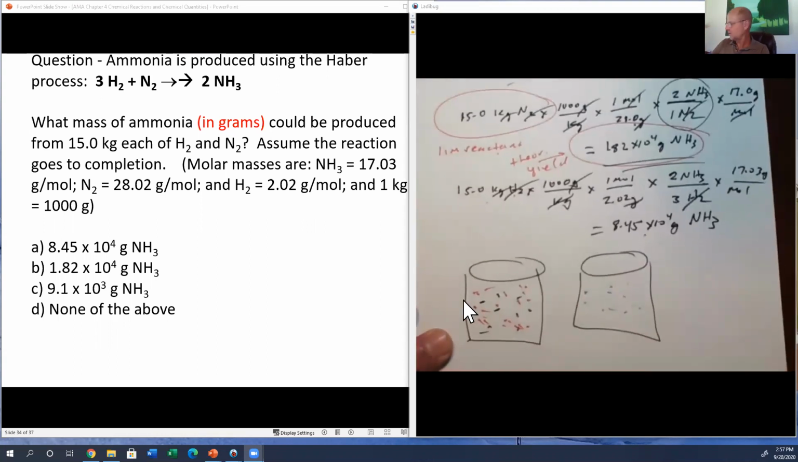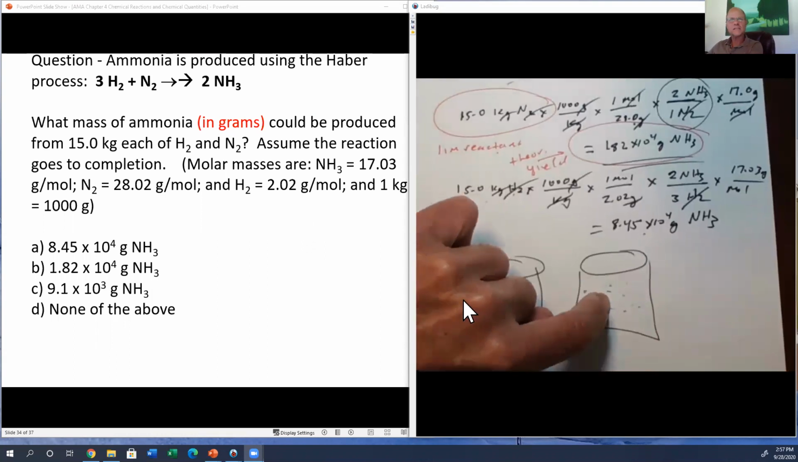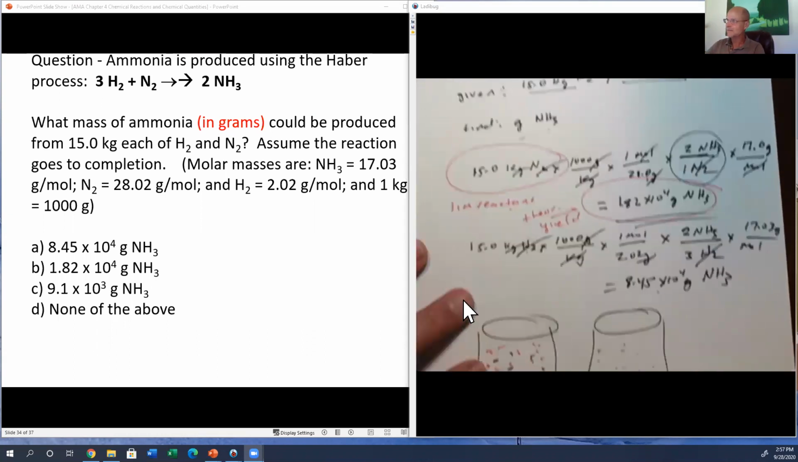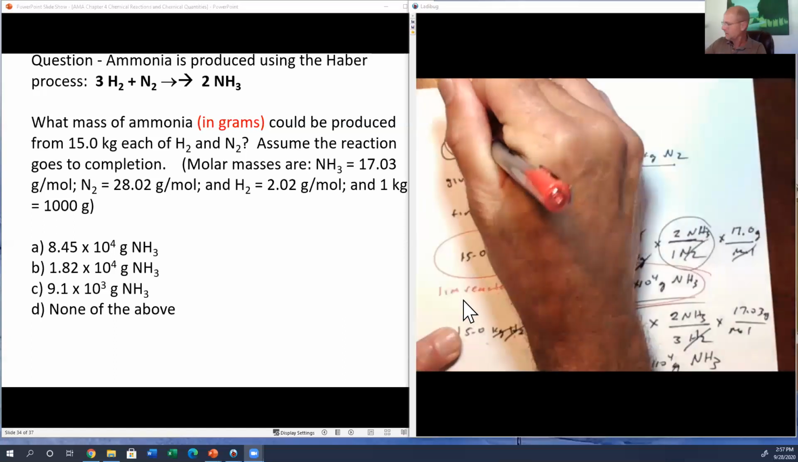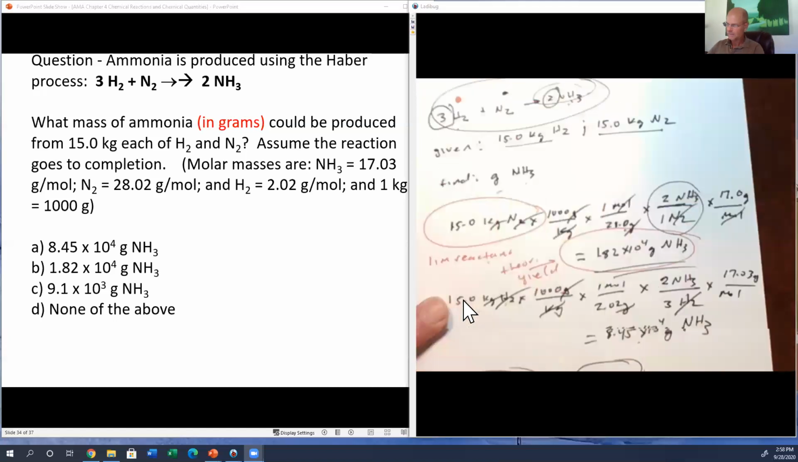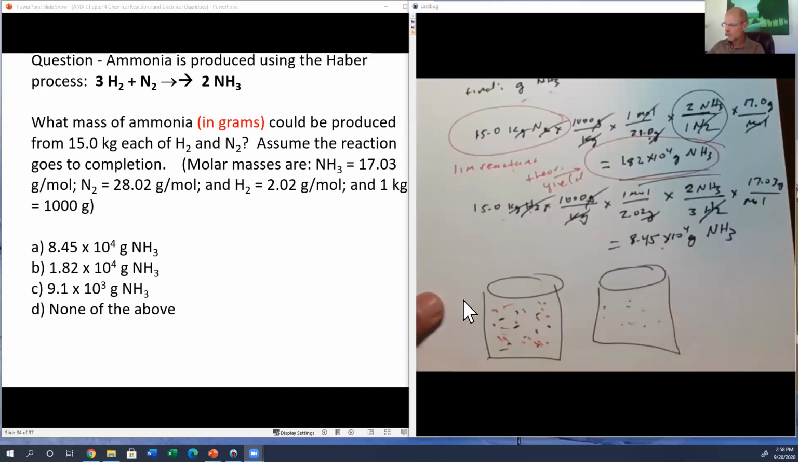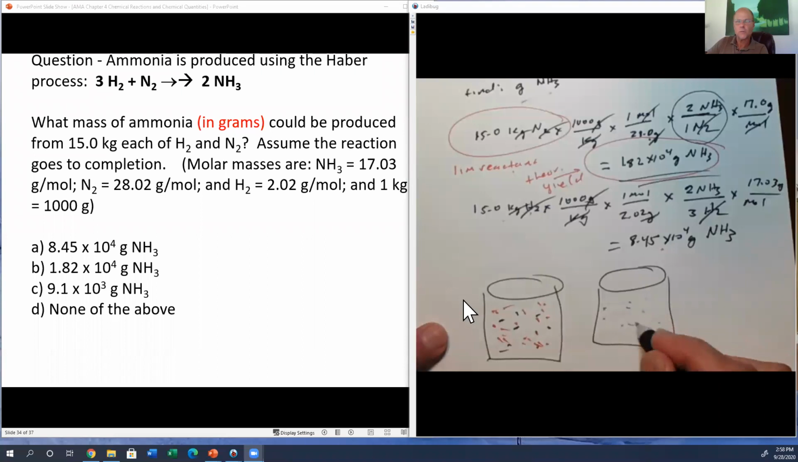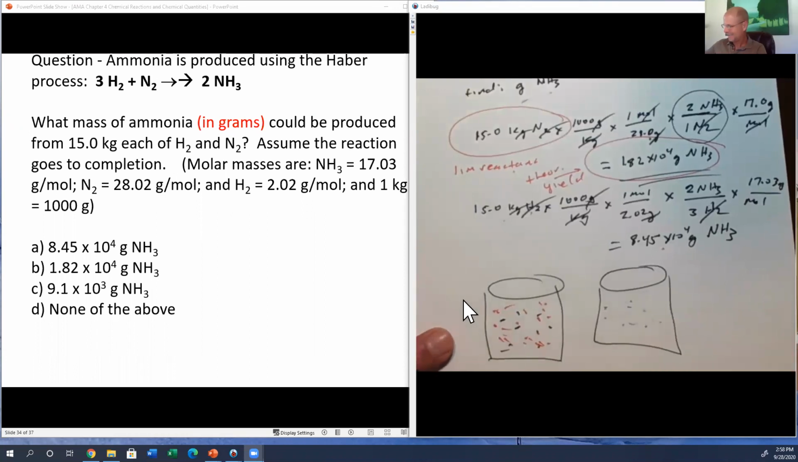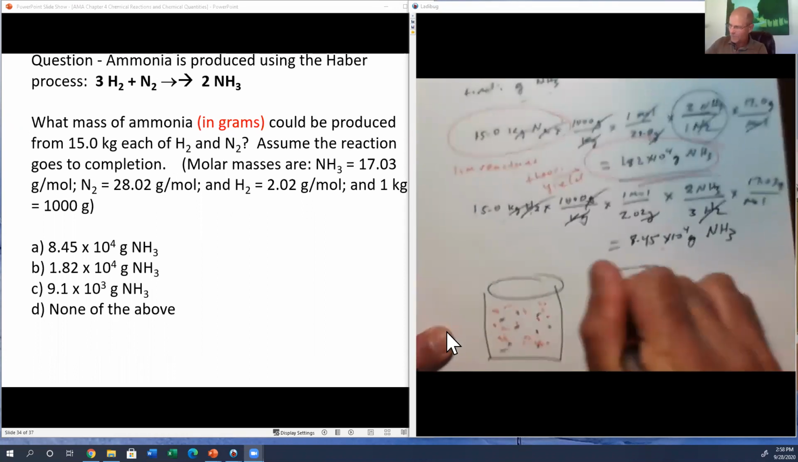Now, I'll ask you this question. There's going to be some other dots in here. What color are they going to be? Remember my color scheme. Red was hydrogen. Black was nitrogen. So there's going to be one other kind of dot left in here. Are they going to be black or red? Red. Red, exactly right. Any black dots?